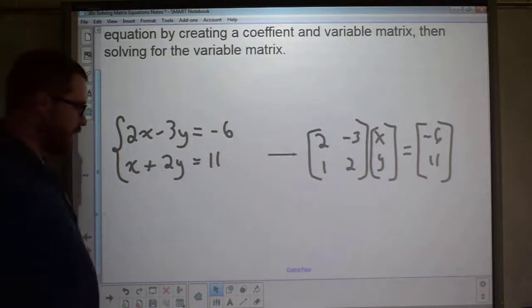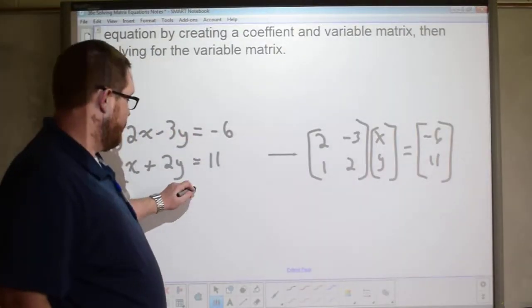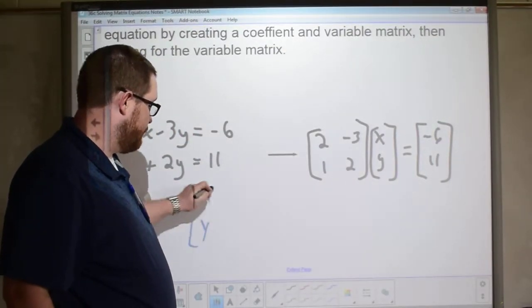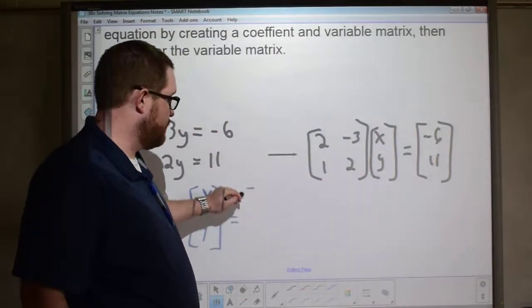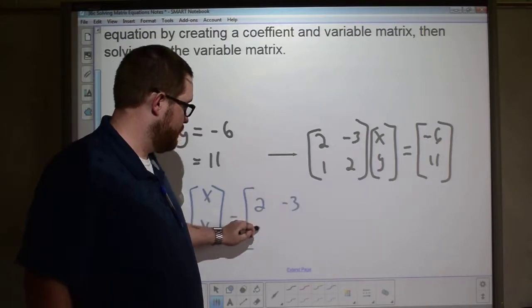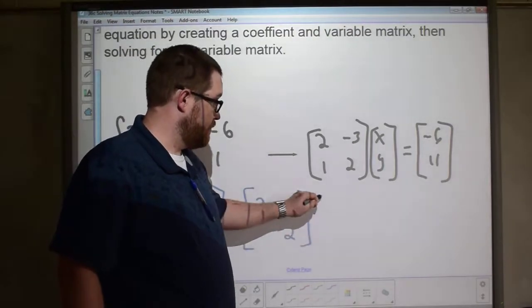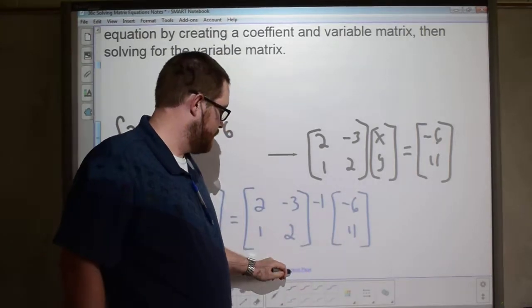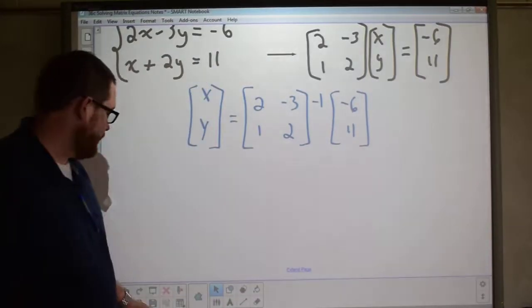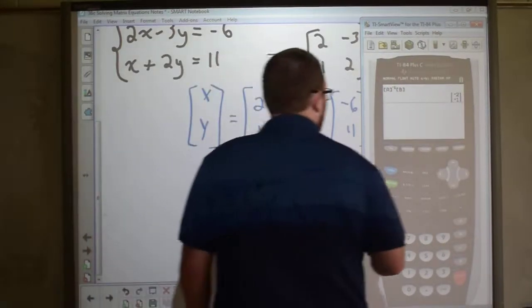So how do I use a matrix to solve this? Well, I want to get x, y by itself. I can't divide matrices, so I'm going to multiply by the inverse on the left side. And remember, order matters. Again, I'm going to use a calculator to help me, because I don't want to do this by hand.